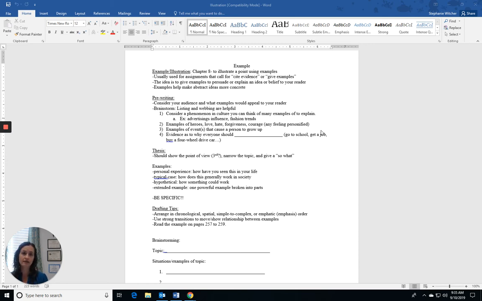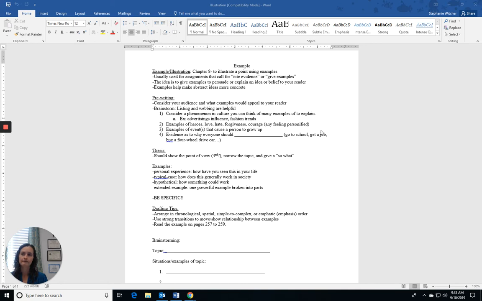A typical case could be, this is how it generally works in society. This is just typically what happens to people in the real world. You can use those also. Hypothetical is looking to the future. This is how things could work. So here's if we did this, here's what could happen then because of it.